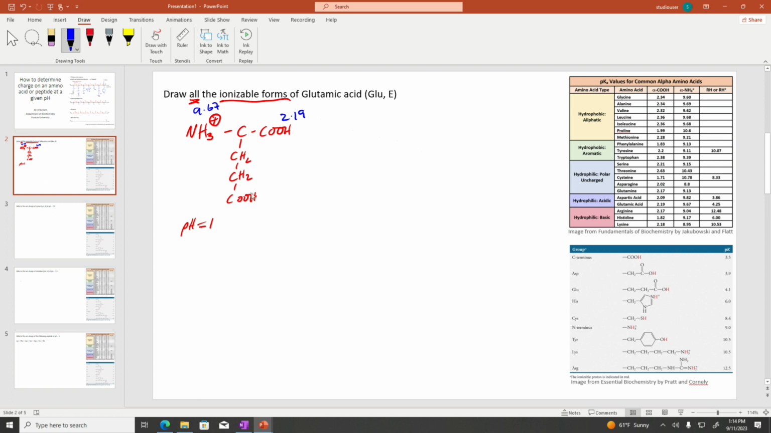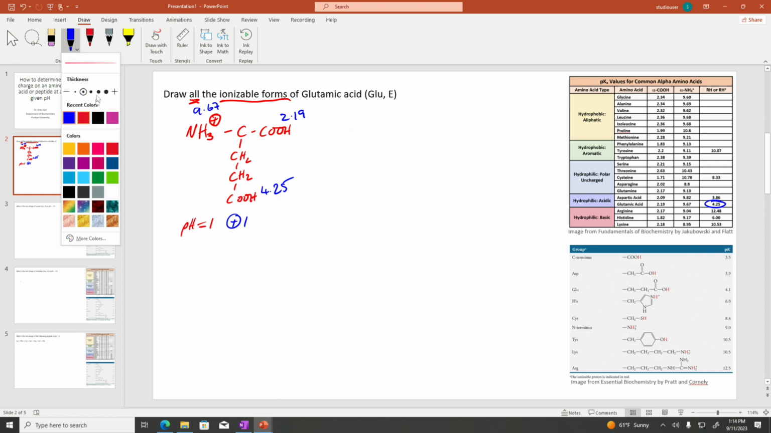And then for my R group, carboxylate group, if I look over here, it's going to be 4.25. So when the pH is below that, everything here is going to be protonated, okay? And so my charge there is going to be an overall +1, okay? So we're going to deprotonate this one at a time.